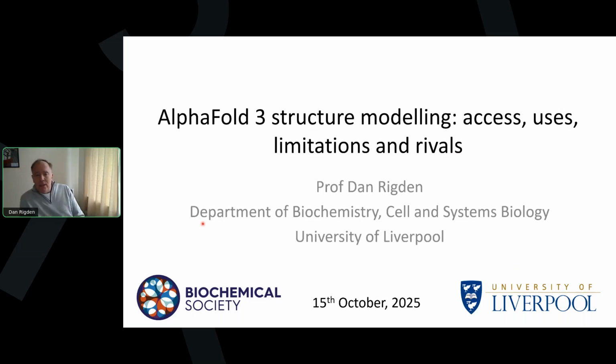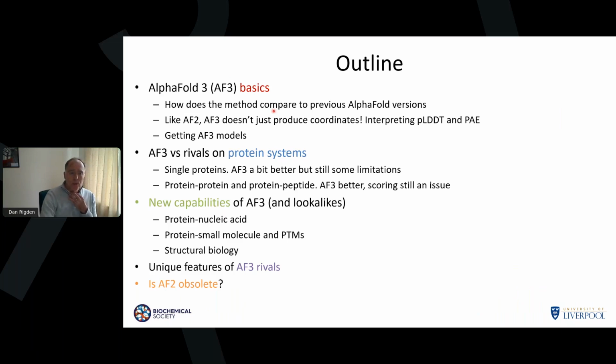It's nice to be here and have a chance to tell you about AlphaFold 3. So what we're going to talk about is some of the basics, a little bit of the comparison, a little bit of the history, what AlphaFold 3 gives you, which is not just coordinates, it gives you quality measures as well, and you should know what they are. We'll talk about how to get AlphaFold 3 models. Then we'll spend quite a bit of time talking about its performance in different situations. And at the end, a little bit more detail on some of the alternatives to AlphaFold that have come along that have some particular unique selling points.